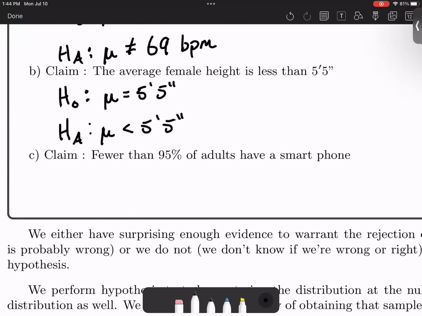For C, claim, fewer than 95% of adults have a smartphone. Now, this is no longer an average. So let's change our notation. Instead of mu, I'll say P for proportion, right? 95% is a proportion. So the claim fewer than 95% of adults have a smartphone, again, null hypothesis is always equality. So equal to 95%. The alternative here will match the claim, fewer than 95%.